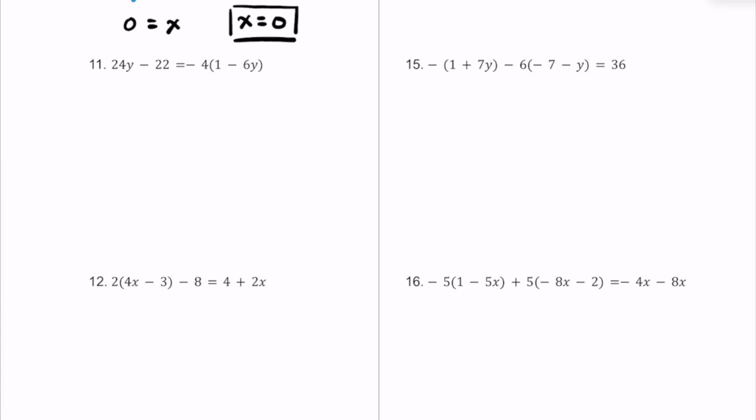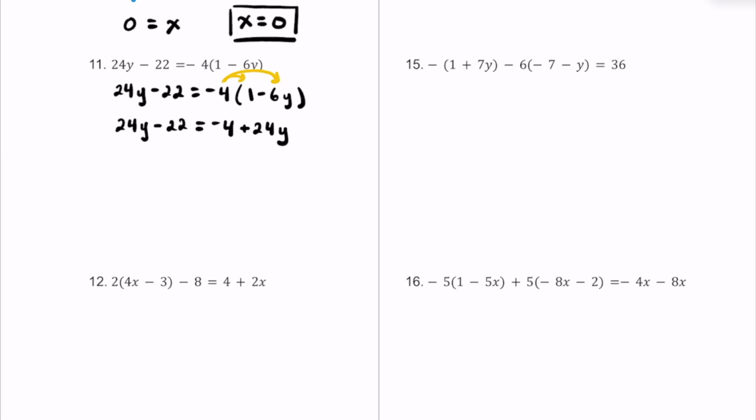All right, for number 11, we have 24y minus 22, and that's equal to negative 4 multiplied by the quantity of 1 minus 6y. Starting off here, let's distribute this negative 4 to both of these terms. If we do that, we have 24y minus 22 is equal to negative 4 plus 24y.